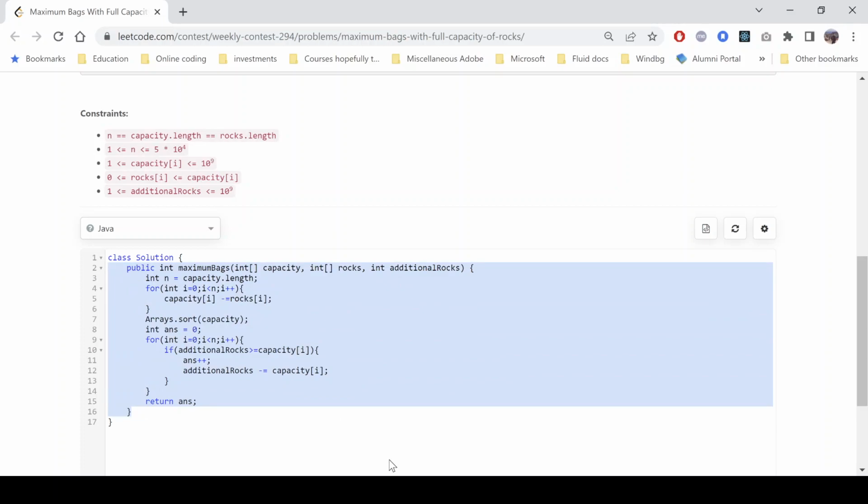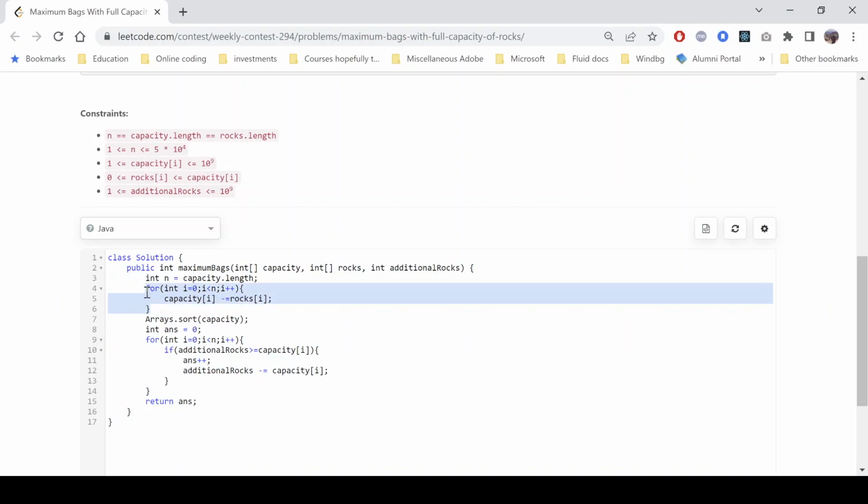And the time complexity for this one: we are doing the traversal a couple of times, so that will be big O of n, and for sorting it will be big O of n log n. So the overall time complexity comes out to be big O of n log n.